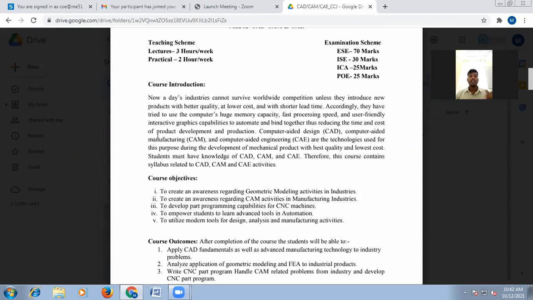Whenever you are trying to decrease your lead time, the productivity goes up. Okay, so that is a benefit. So computer aided design, computer aided manufacturing, and engineering are the technologies used for this purpose during the development of a mechanical product with best quality and lowest cost. So students must have knowledge about CAD, CAM, and CAE.